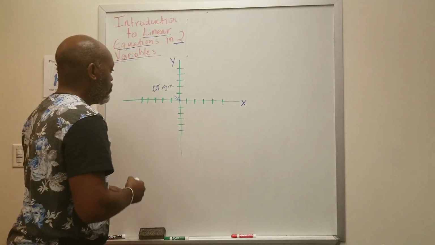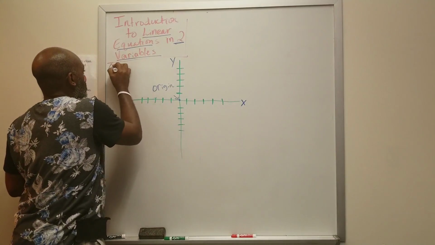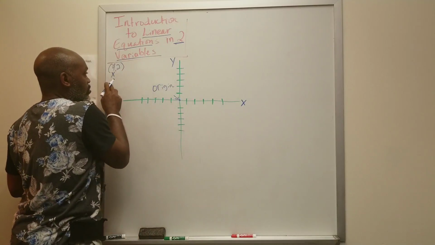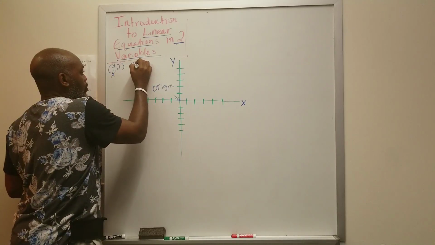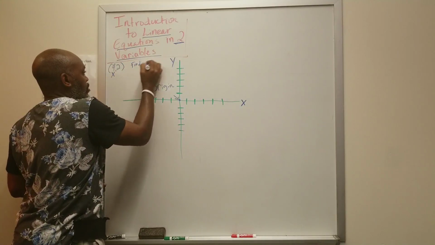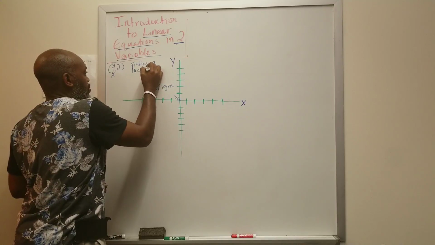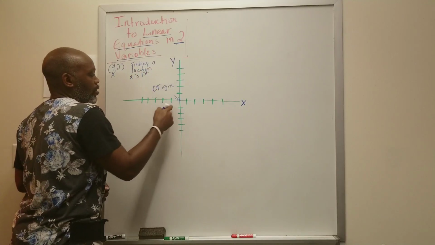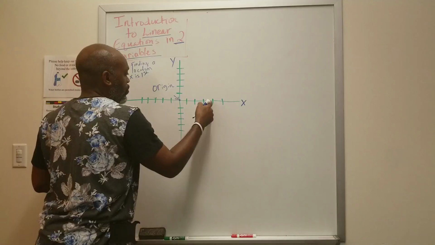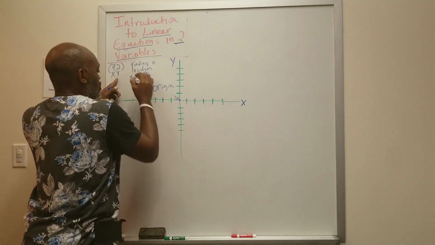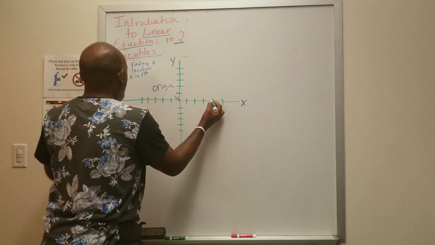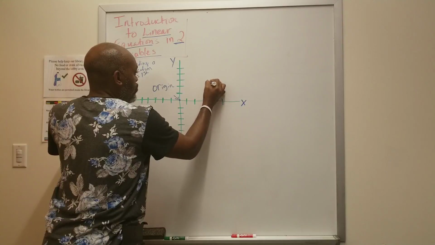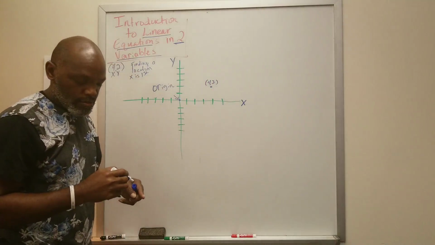And if we wanted to plot (4, 2), then we'll count. We go X first because we're finding a location. X is first. So we go 1, 2, 3, 4. And then we go up because it's a positive, 1, 2. And this would be (4, 2) as our location.